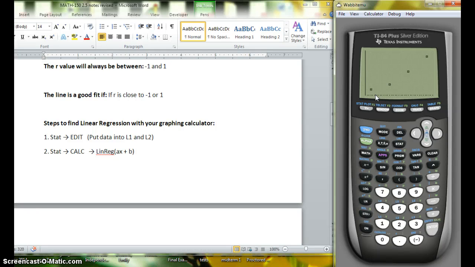Now, to see what line they give us, you're going to hit the stat button again. You're going to use the arrow button to go over to the calc menu, and you're going to choose number 4, which is linreg. Yours might just go back to the home screen and say linreg. That's fine. You're going to hit enter. I'm going to go down here and hit calculate. Okay, and this is what you should see.